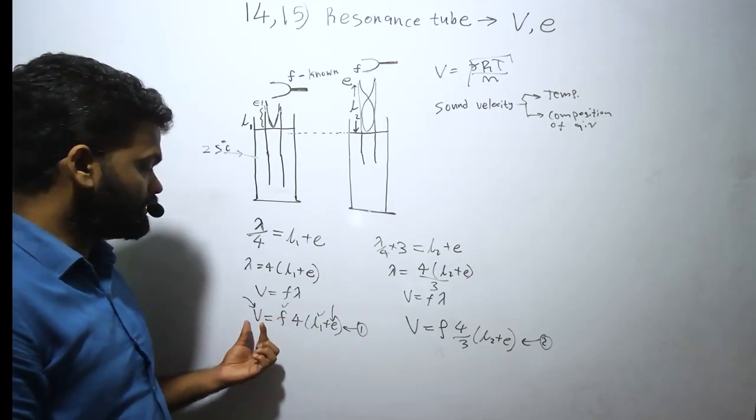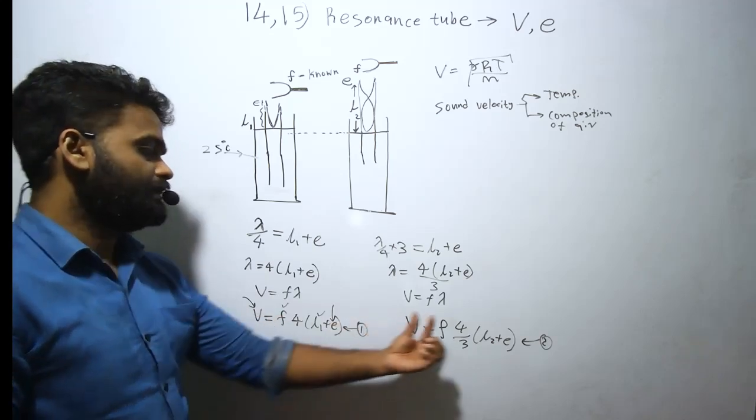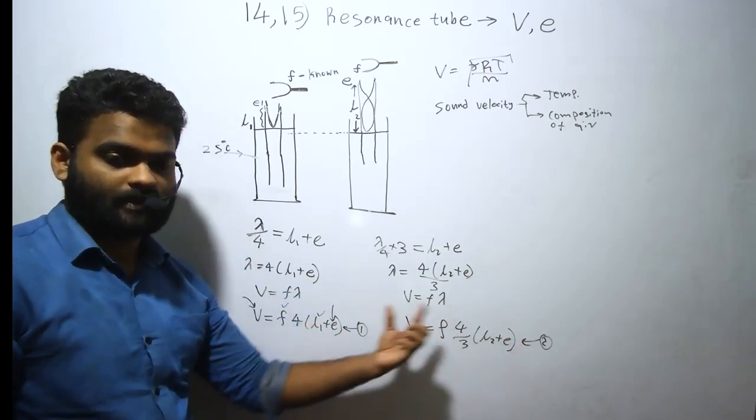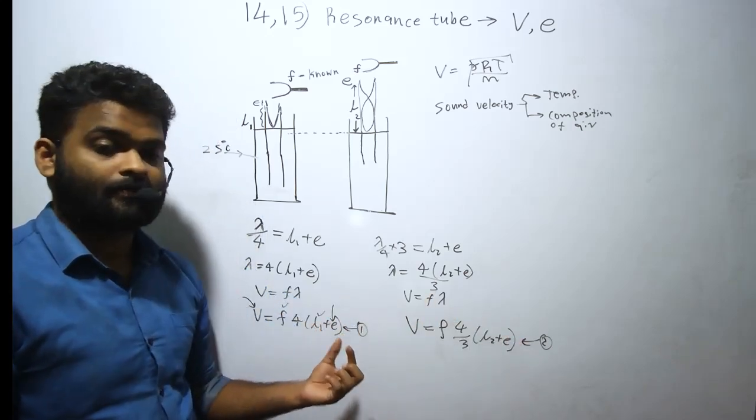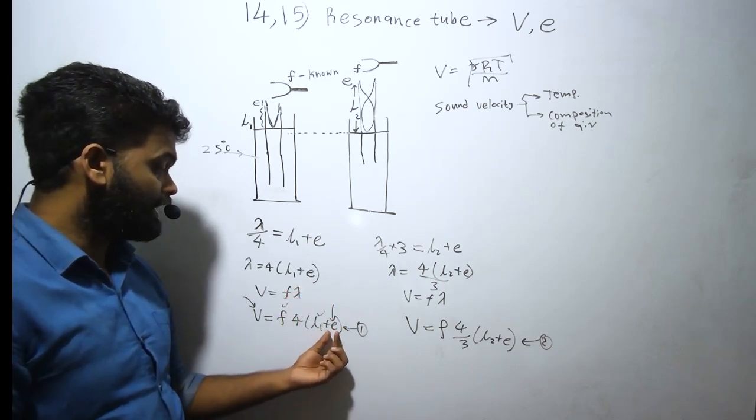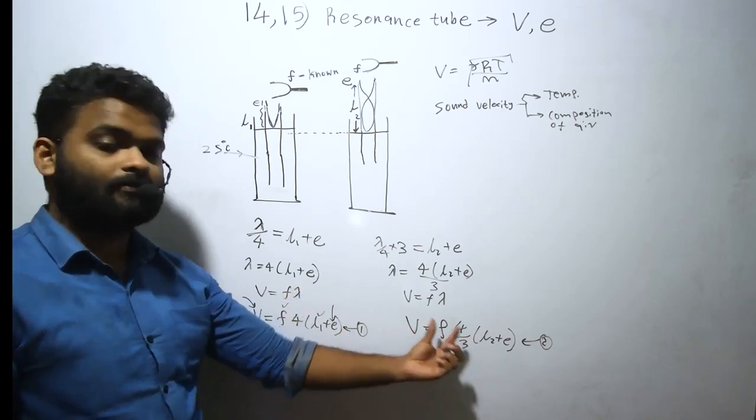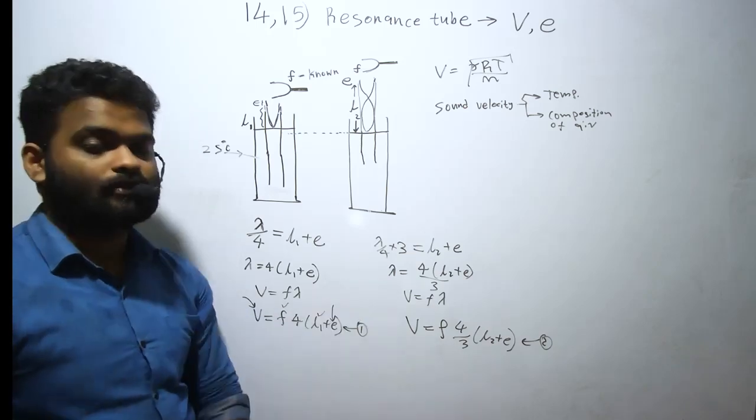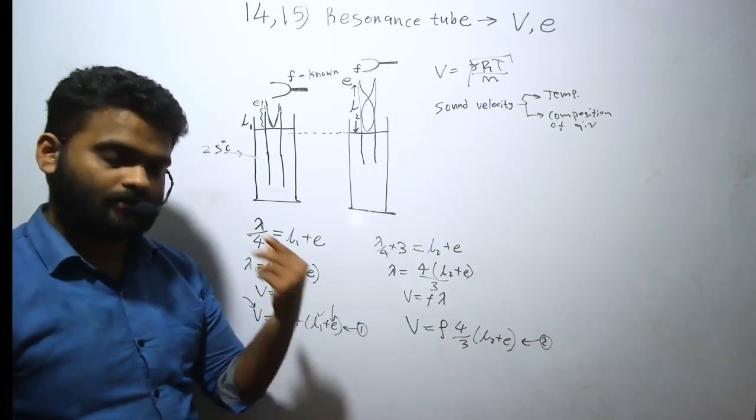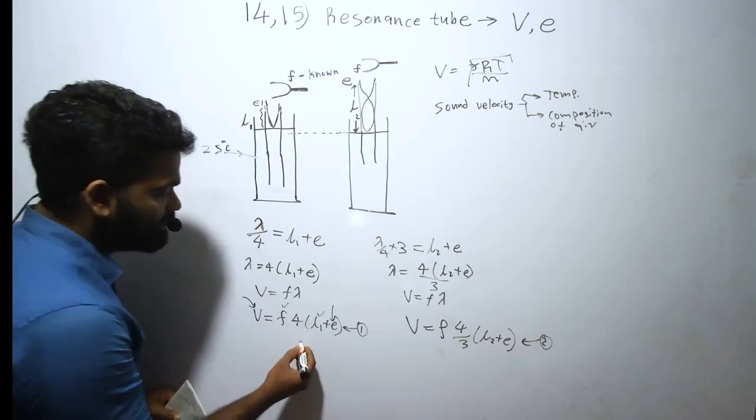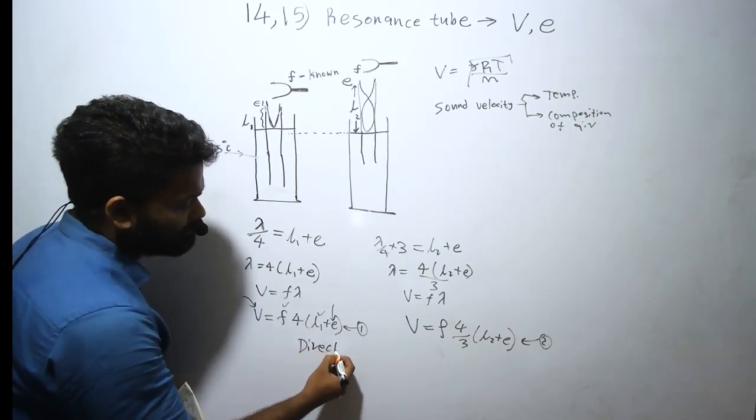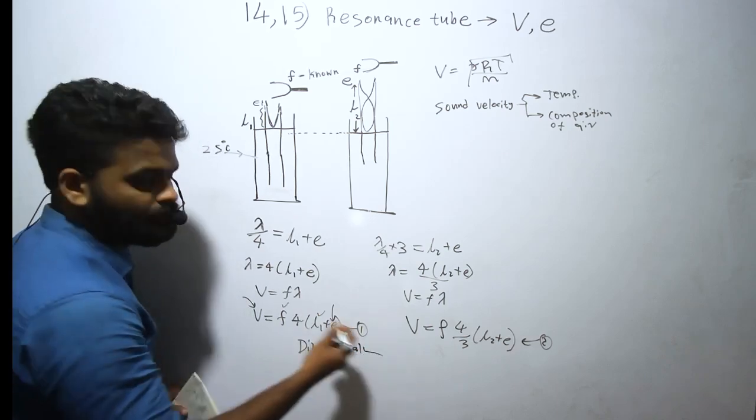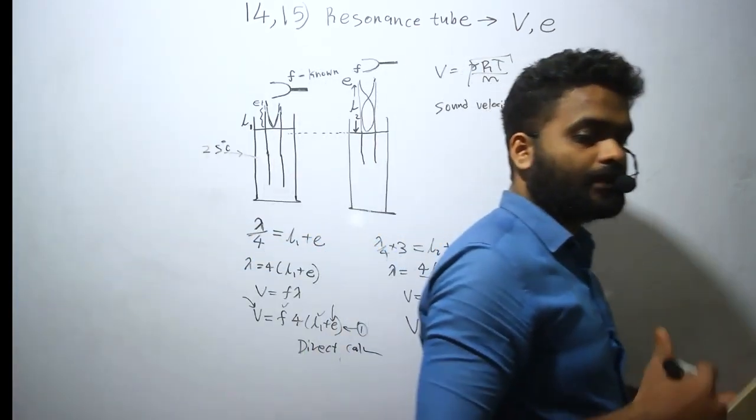If you want to find velocity, you need to get rid of the end correction from both. I'm not going to explain how to simplify this. Then if you need the end correction, you can equate equations 1 and 2, and then you can find the end correction. So using these two, you can find the end correction and velocity. This is a direct calculation, not a graphical method.